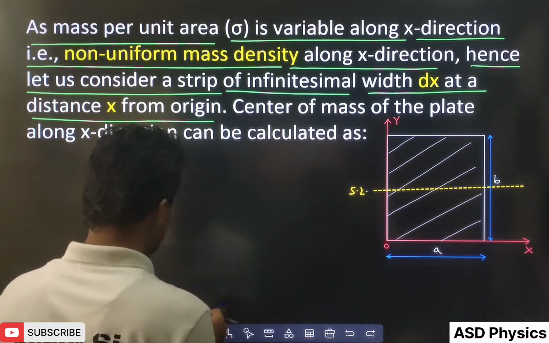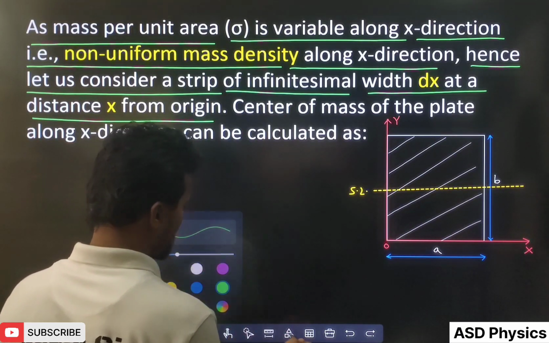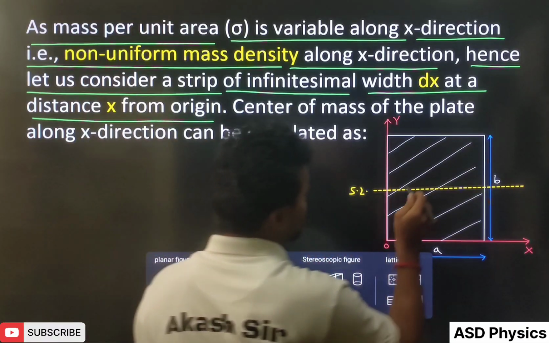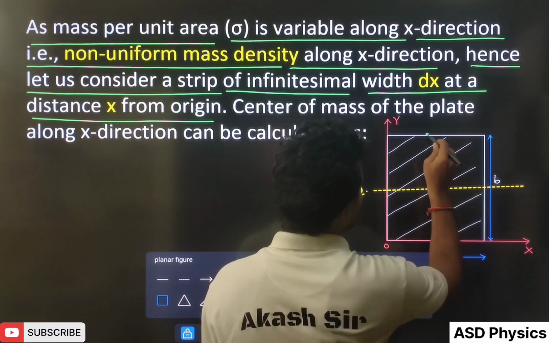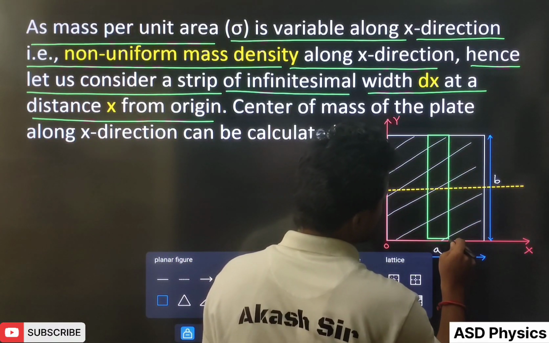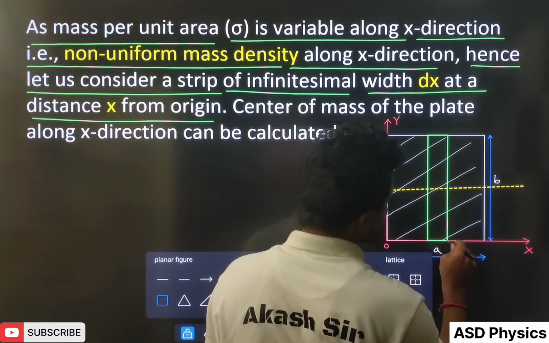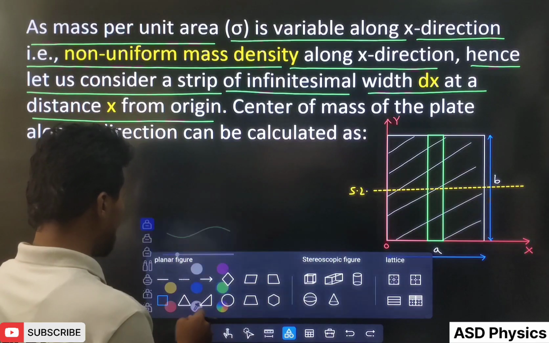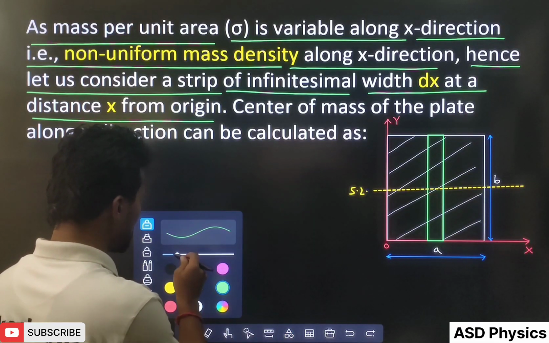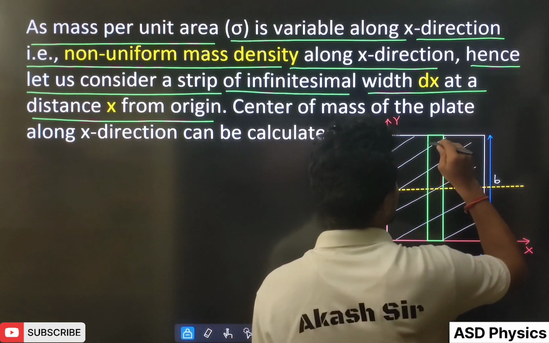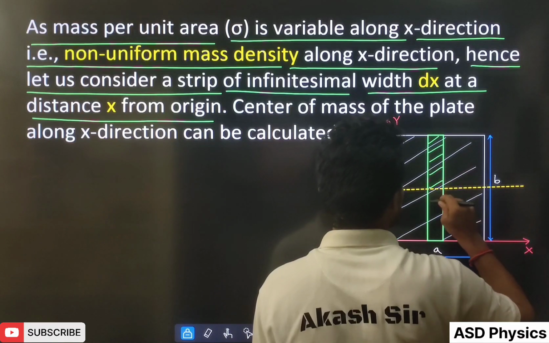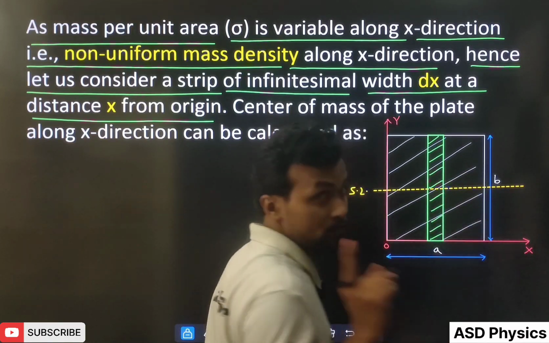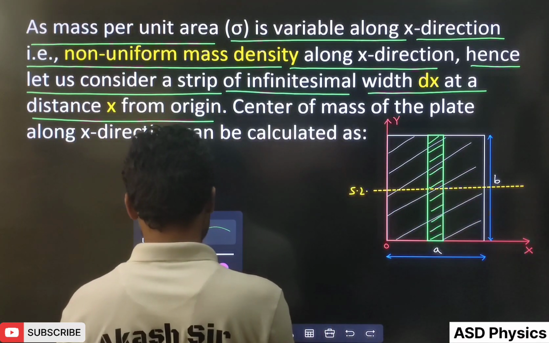So here I will take one strip. This will be very, very thin, but to keep things visible we have taken a strip like this. And for this strip, what is the thickness? This strip has thickness dx.